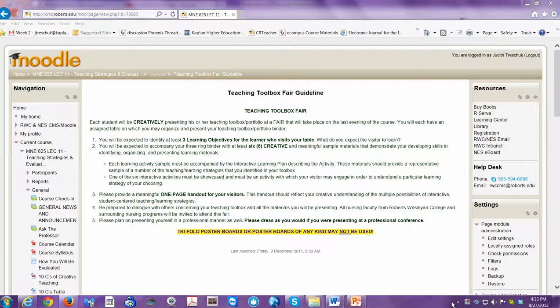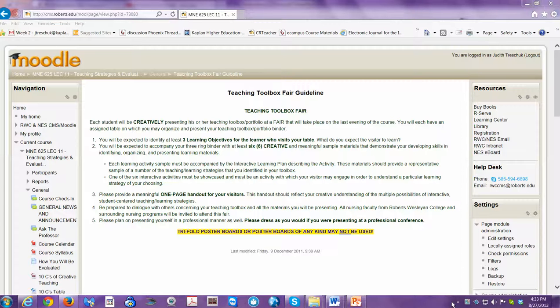You're going to have a one-page handout for your visitors. Please, this does not have the objectives on it. This is a meaningful handout that should reflect and provide to your visitors some kind of take-home message about interactive student-centered teaching learning strategies. I did caution you not to make too many of these handouts because I don't want you to have to spend money on it. Have enough to show people, but not so many that you are sorry you printed them all off.